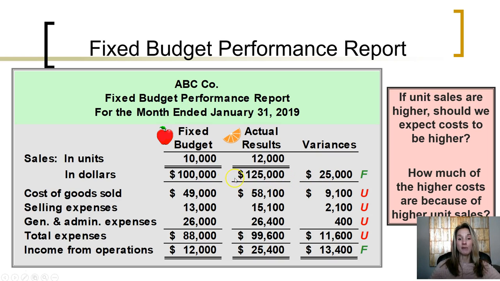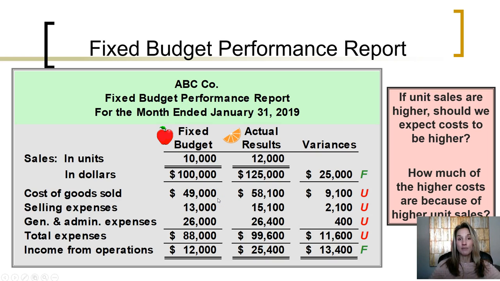If we were to prepare a performance report comparing actual results to our budget, we would see that the dollar amount of variance, or the difference in revenues between actuals and budget, was $25,000. And that's favorable because we would like to see our actual revenues greater than our budgeted revenues. Then we go down here and look at our expenses.